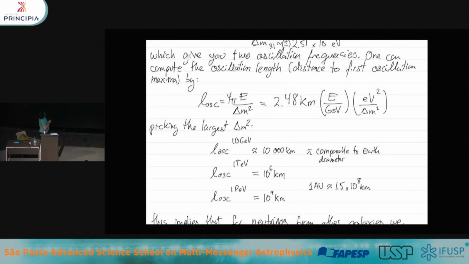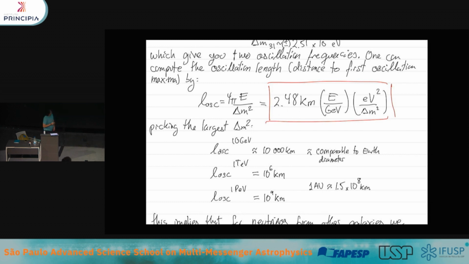So what's important is the neutrino oscillation length. The neutrino oscillation length, that's the distance to this first oscillation maxima, is given by this. Okay, so it's from a previous equation. And in useful quantities, it is given by this relationship here. This is something that you should have handy because it gives useful scales.